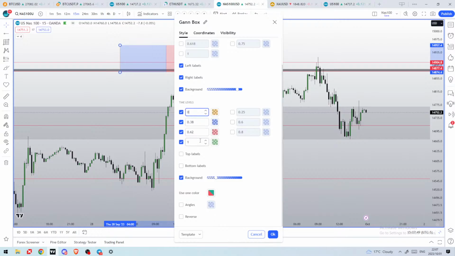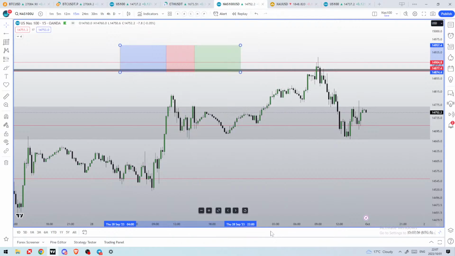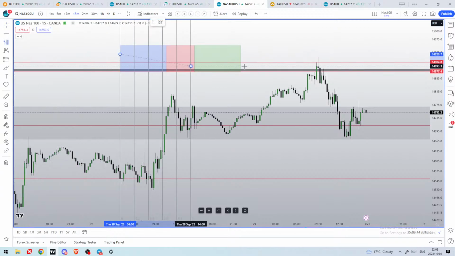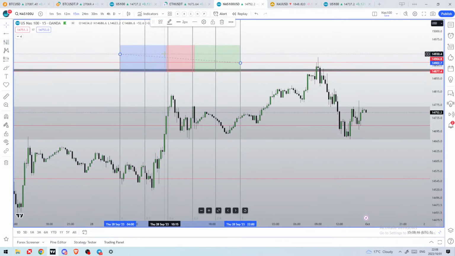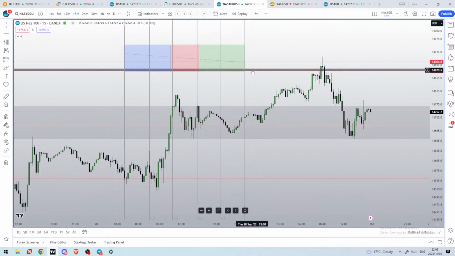You could use these settings here: 0, 0.38, 0.62, and 1. That's it. 0.38, 0.62, 1. It's the same as using this for time zone: 0.2, 0.4, 0.6, 0.8, and 1. And then you get 5 cycles inside here.